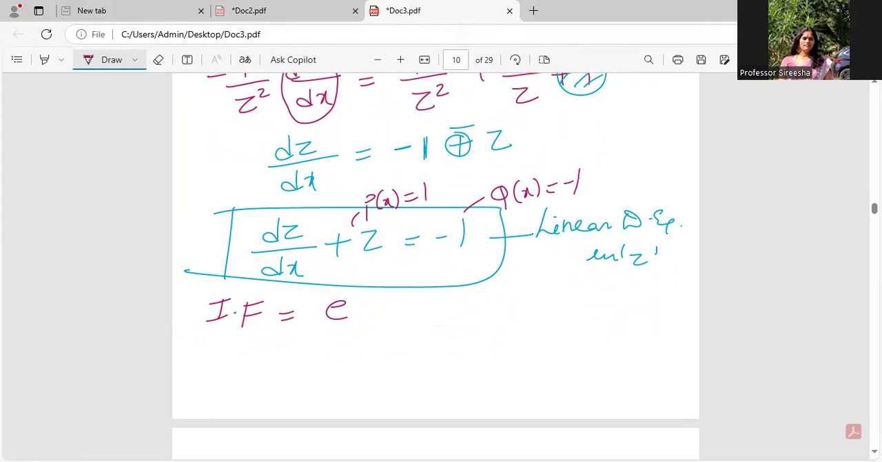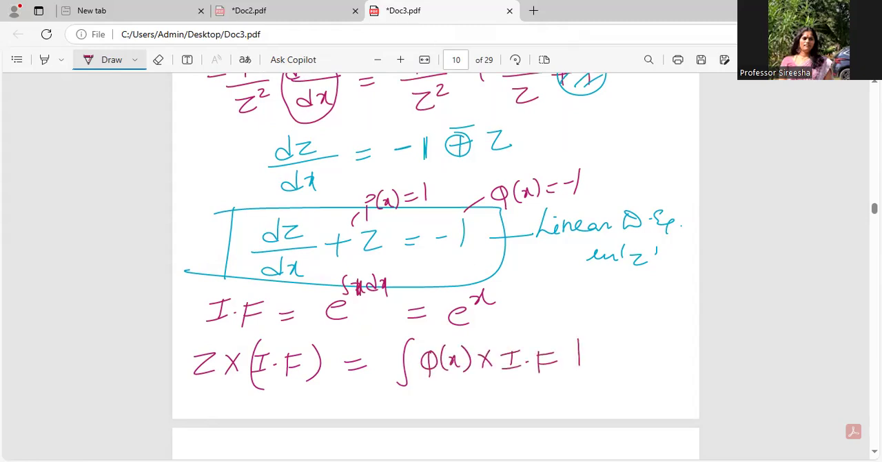So e power integral P of x dx. So e power integral 1 dx, I'm sorry, would give me what? E power x. Now how will I write the solution? Z into integrating factor is equal to integral Q of x into integrating factor dx plus c. What's Q of x? Negative sign, one only I have, minus. What's the integrating factor? E power x dx plus c.